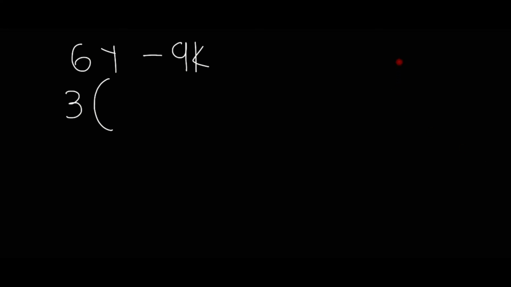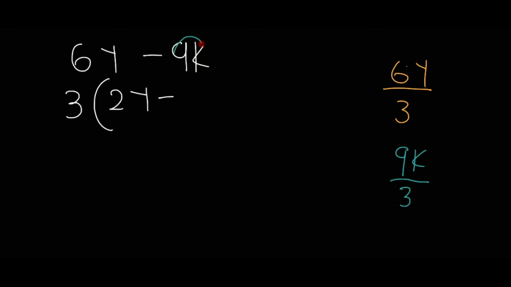So from there we say 6y divided by 3, 6 divided by 3 is 2, so we will have 2y, and then minus. Then we say 9k divided by 3, we take this term and divide by this one, so 9 divided by 3 is 3, so we will have 3k, and this is our answer.